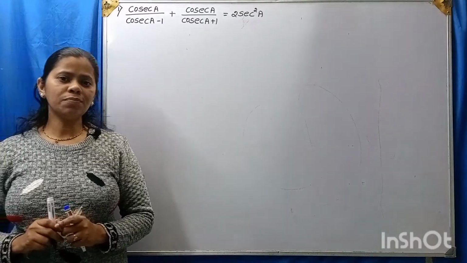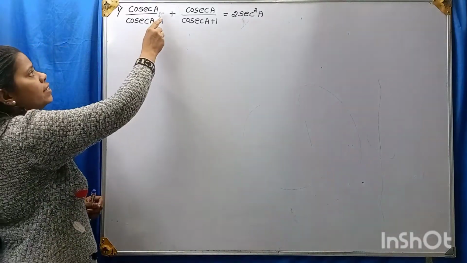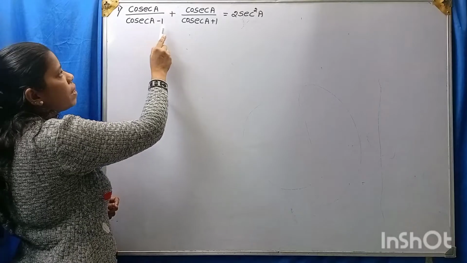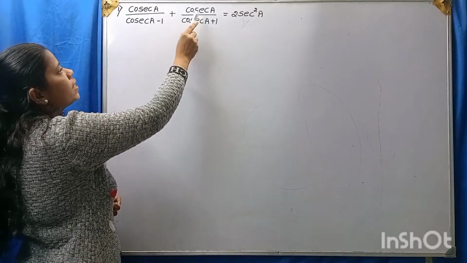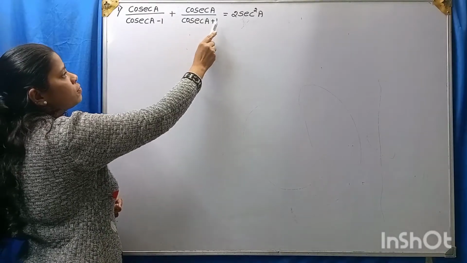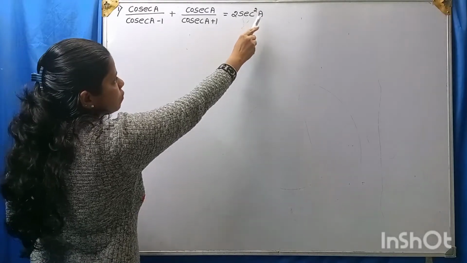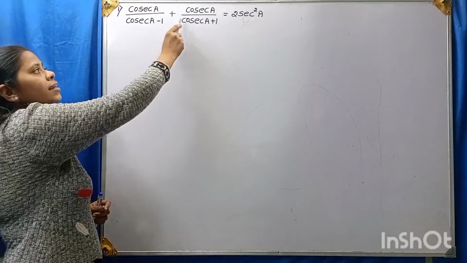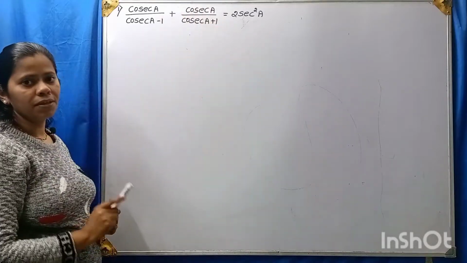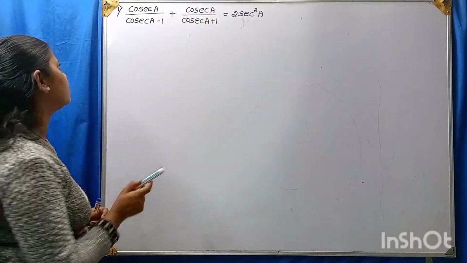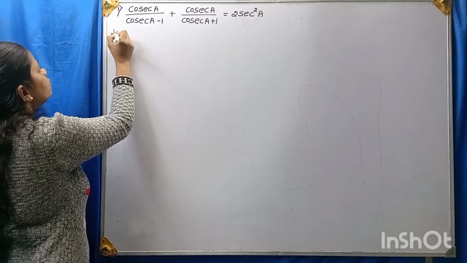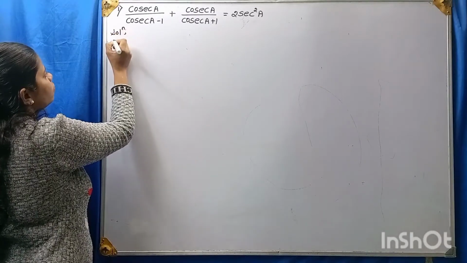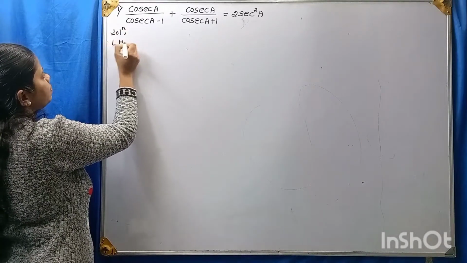Now let's solve this problem. Cosecant A divided by cosecant A minus 1 plus cosecant A divided by cosecant A plus 1 is equal to 2 secant square A. In this problem, we have to prove that LHS is equal to RHS. Solution. First, let me write down the LHS.